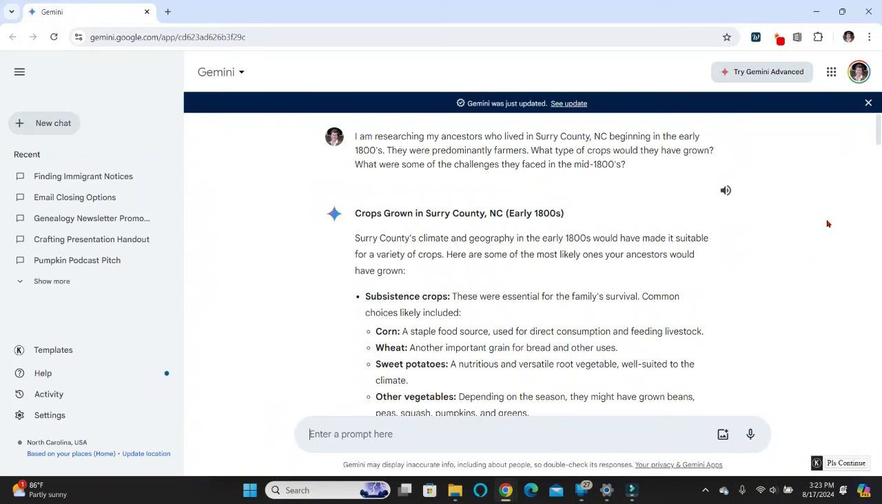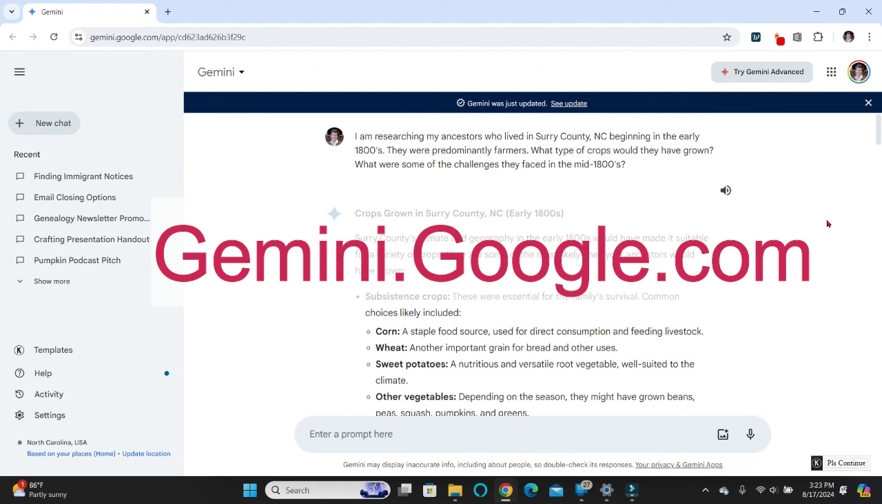Okay, so we are over here on Google's Gemini, and this is their AI platform. It was originally called Bard, so if I slip up and say Bard, know that I'm talking about Gemini. I think I pretty much am consistent with Gemini now. Anyway, I want to show you how I'm going to use it as a research assistant to learn a little bit more about my farming ancestors and their way of life, and how I might use the information it can give me to further my research. Now, to find Gemini, it's really just gemini.google.com.